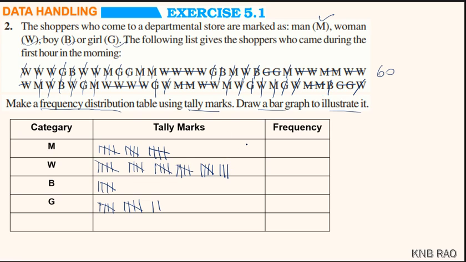So here, if you count tally marks, here 5 threes are 15 men have visited, and 1, 2, 3, 4, 5 bunches. So 5 fives are 25 plus 3. So 28 women visited, and 5 boys have come in the first hour, and girls, totally 12 members have visited. If you count this, totally 60 people have visited in the first hour.